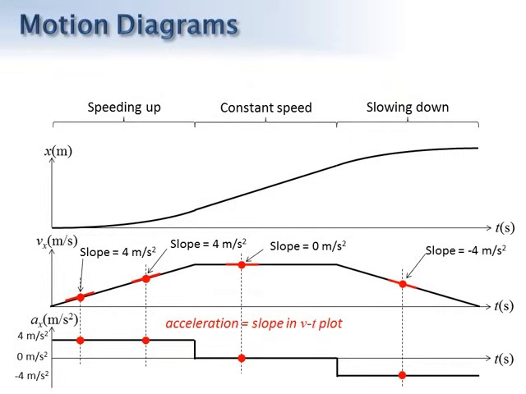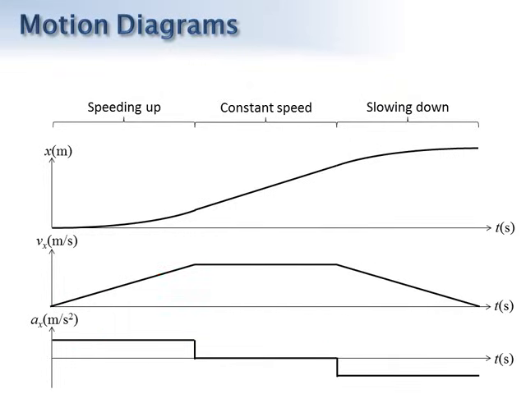Let's apply the second rule, which is velocity equals the slope in the xt plot. So the value of the velocity is equal to the slope in the xt plot. So let's consider this point. The slope there is, say, 2 meters per second. So that means down here, the value of the velocity must be 2 meters per second.